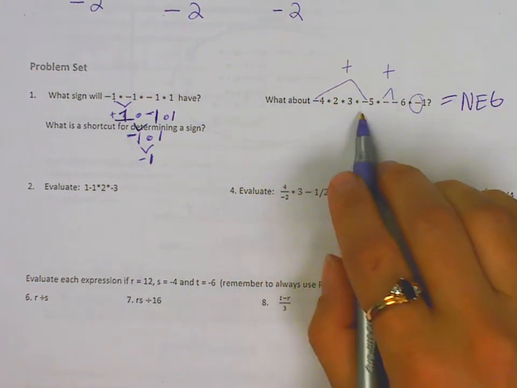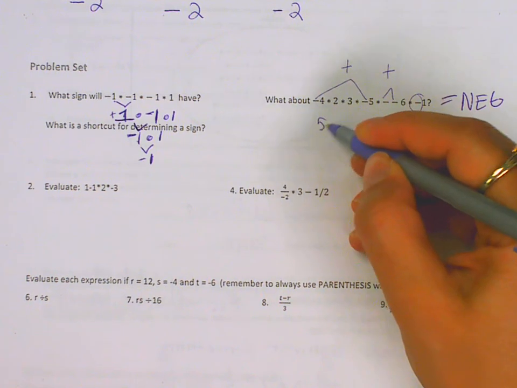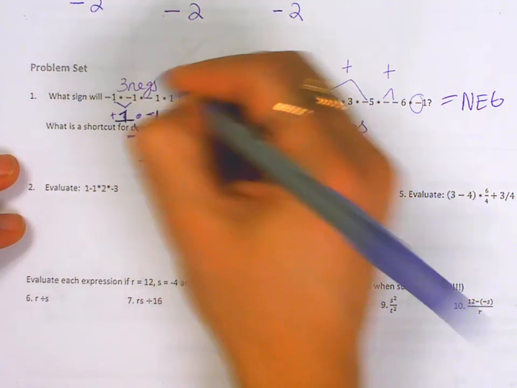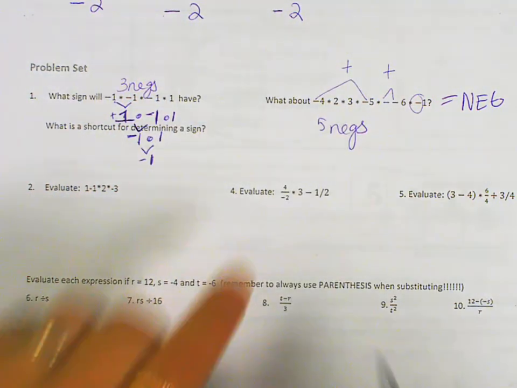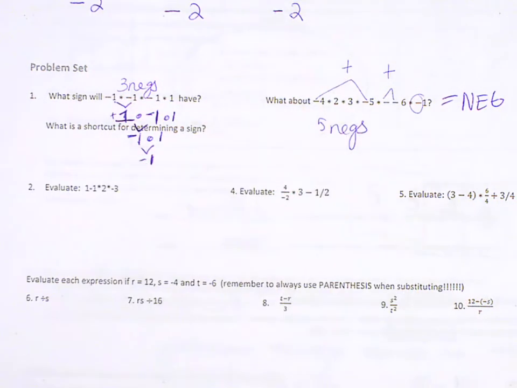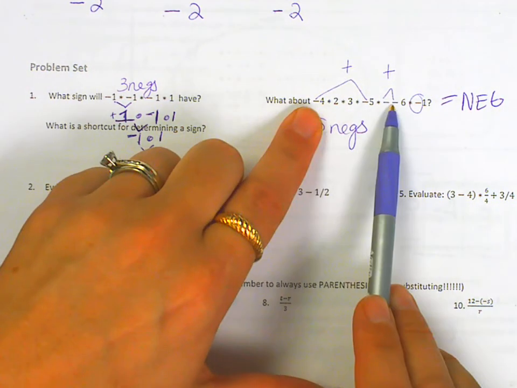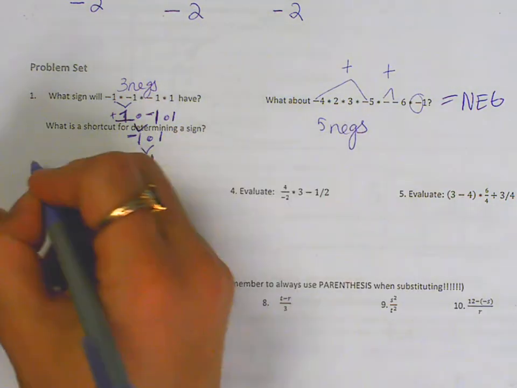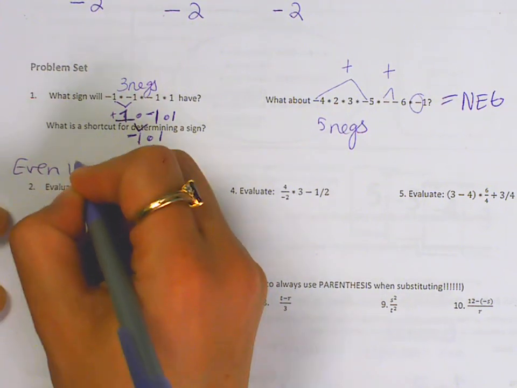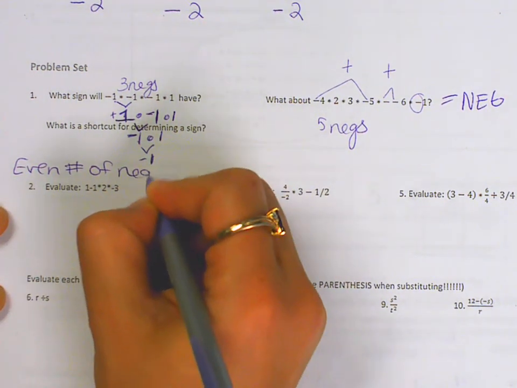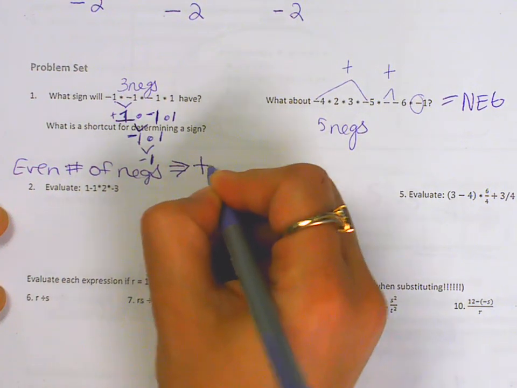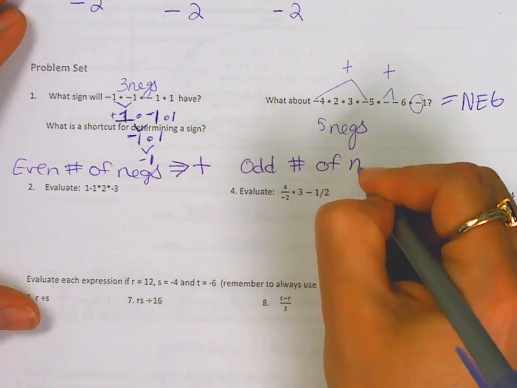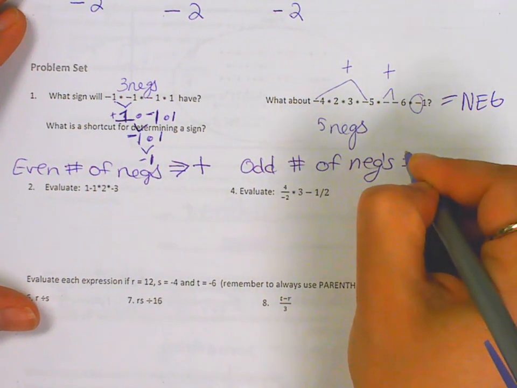There was 1, 2, 3, 4, 5. There were 5 negatives, and it came out negative. There were 3 negatives, and it came out negative. Do you see a pattern? When I have 2 negatives, it comes out positive. When I have 4 negatives, it comes out positive. Do you get the shortcut? If you have an even number of negatives, it comes out positive. If you have an odd number of negatives, it comes out negative.